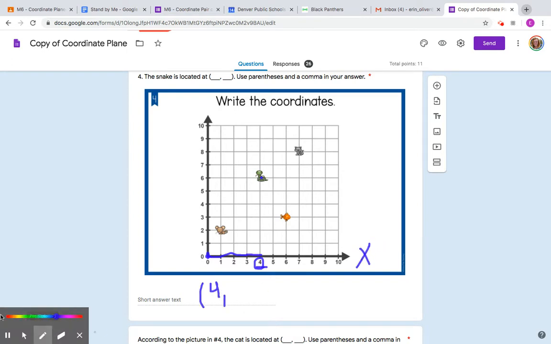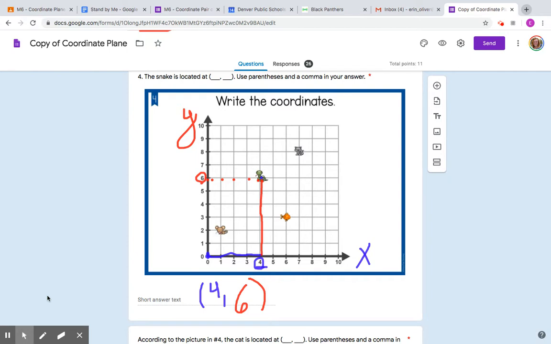Now let's see how high up we go. Remember, high is y. So we're going to go 1, 2, 3, 4, 5, 6. I'm going to draw my line over and check. It is indeed 6. So my snake is located at 4, 6.